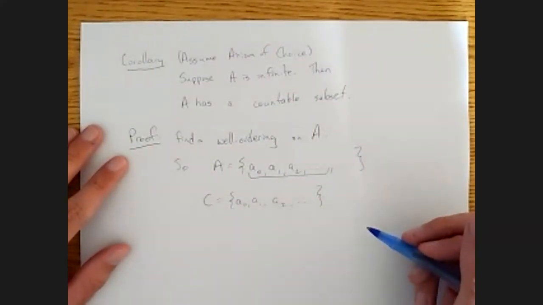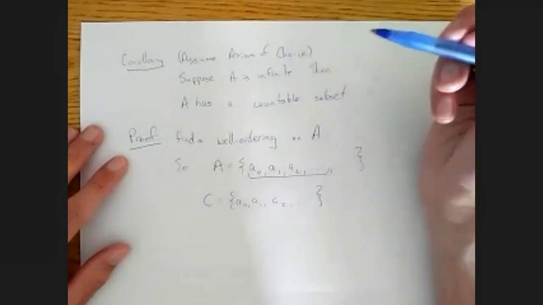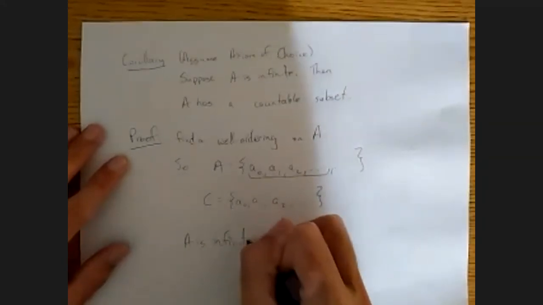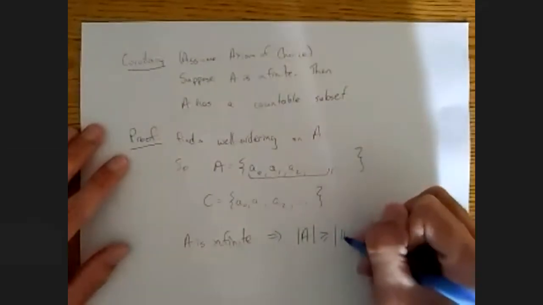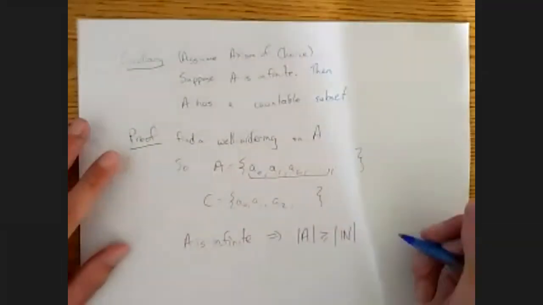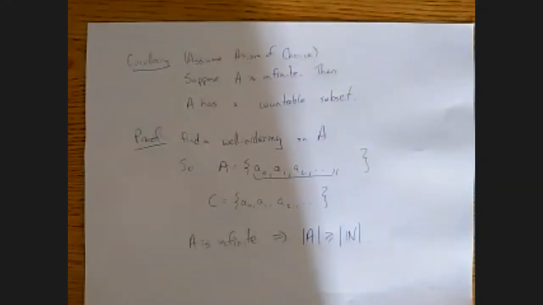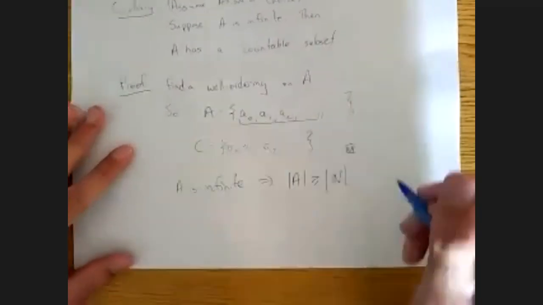It's kind of weird. If you don't assume axiom of choice, you can't necessarily say that an infinite set has a countable subset. Another way to state this is that if A is infinite, then the cardinality of A is greater than or equal to the cardinality of the natural numbers. So without the axiom of choice, you don't necessarily know that. Okay, what's another corollary?